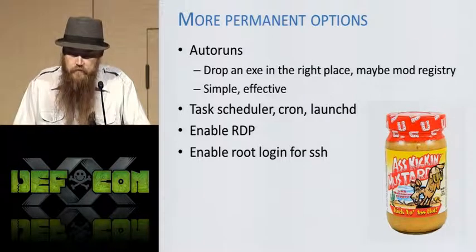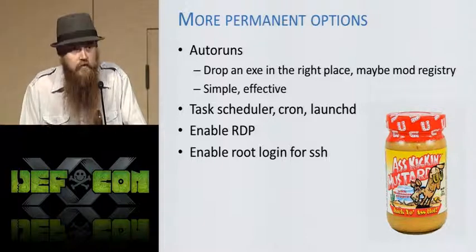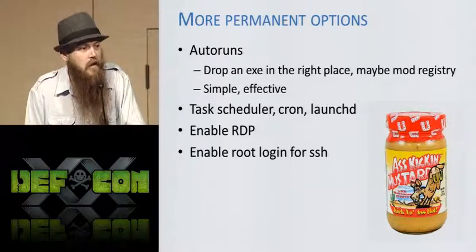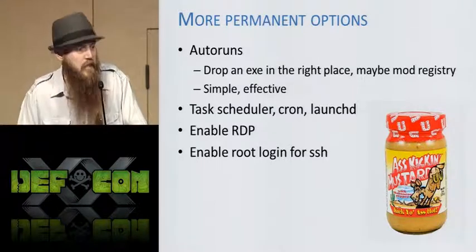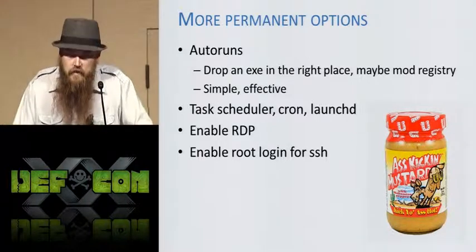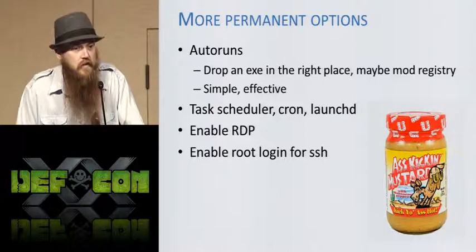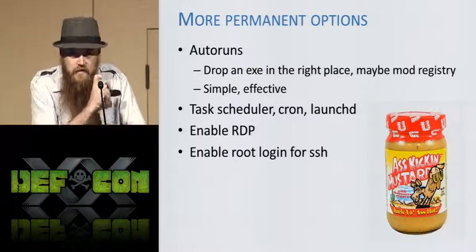So Autoruns is super useful. And we have a persistence module for Windows that has several techniques for dumping binaries into the right place, modifying the registry as necessary to make them run. You can also use things like the task scheduler to have it run things later. Cron and launchd are sort of the Unix equivalents. Launchd is the Mac thingy.